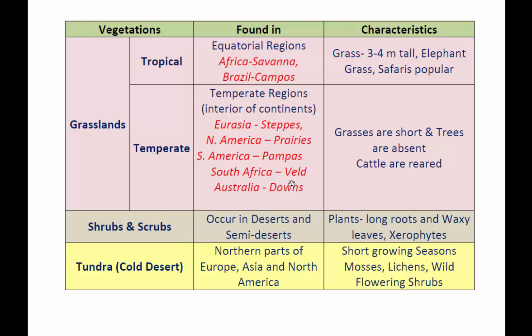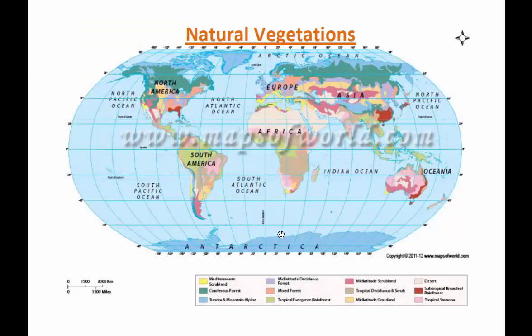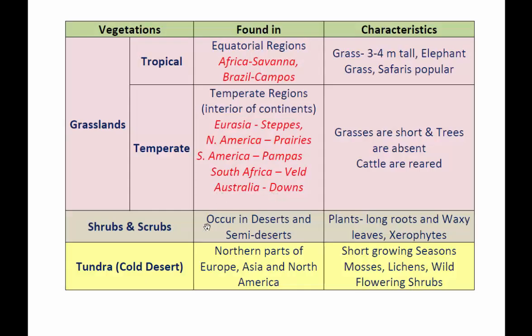Okay, so another one is shrubs and scrubs. These shrubs and scrubs occur in the desert and semi-desert regions of the world. From the map you can see it very clearly. The scrubland, let us say the desert region in white color or in light gray. Most of Africa, the northern part of Africa, Saudi Arabia and the northwestern part of India are all included in this vegetation, that is shrubs and scrubs.